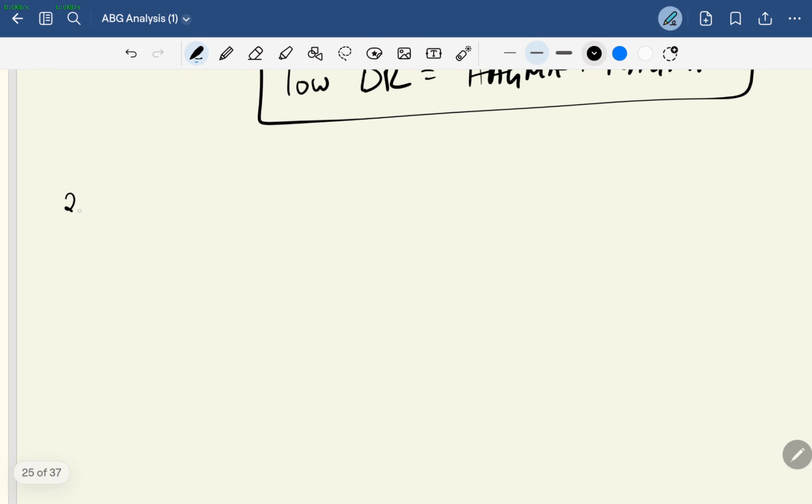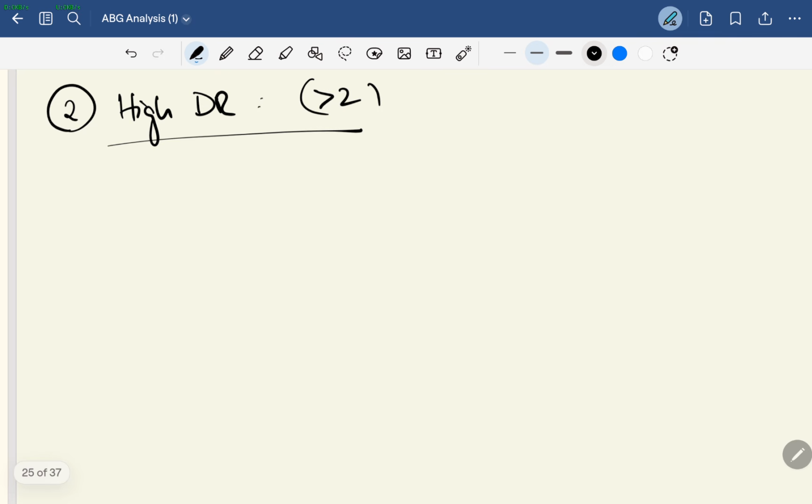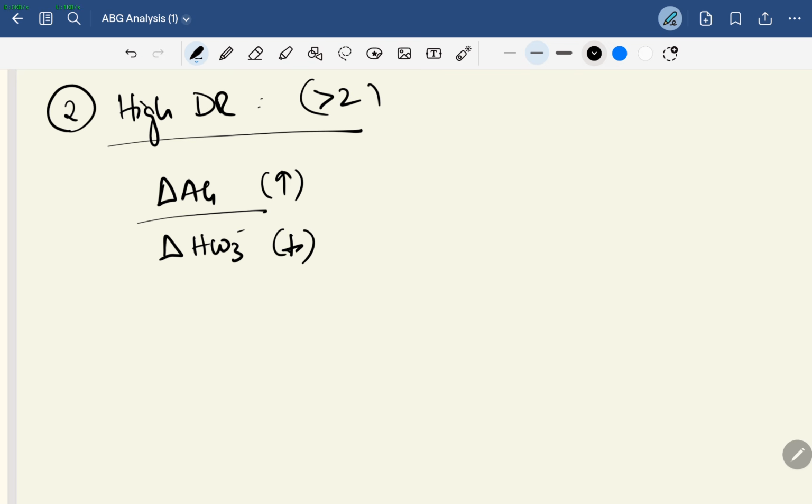Alright, the other scenario is, suppose there's a high DR that's more than 2. What does that mean? Again, from the equation, that means the anion gap is higher than expected, or in other words, the denominator is lower than expected. What does that mean? A lower denominator or lower delta means there isn't much change in the bicarb.